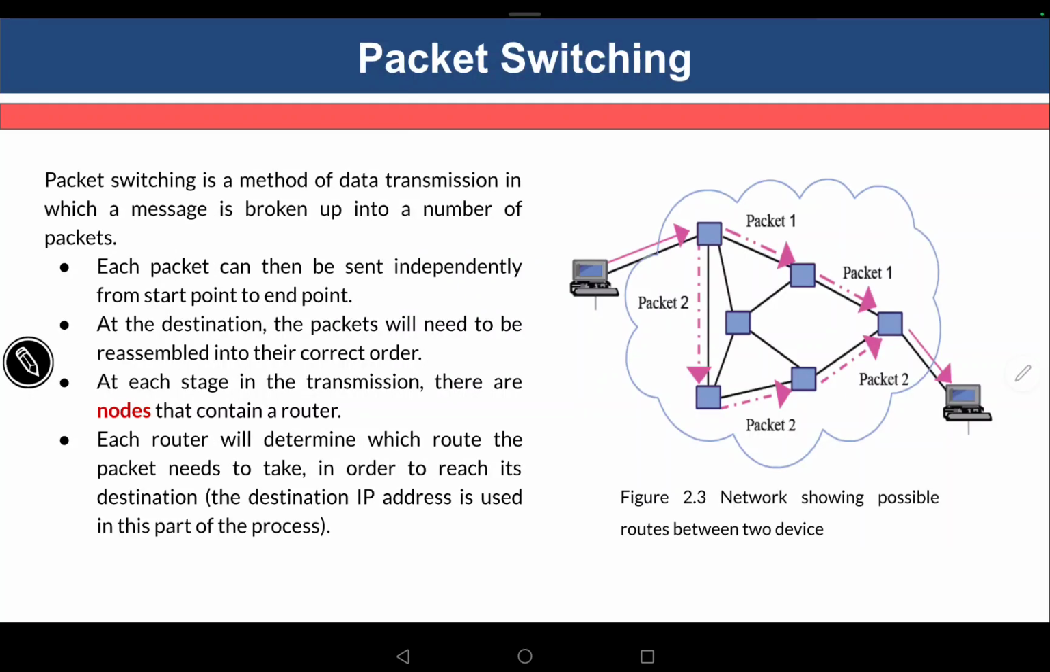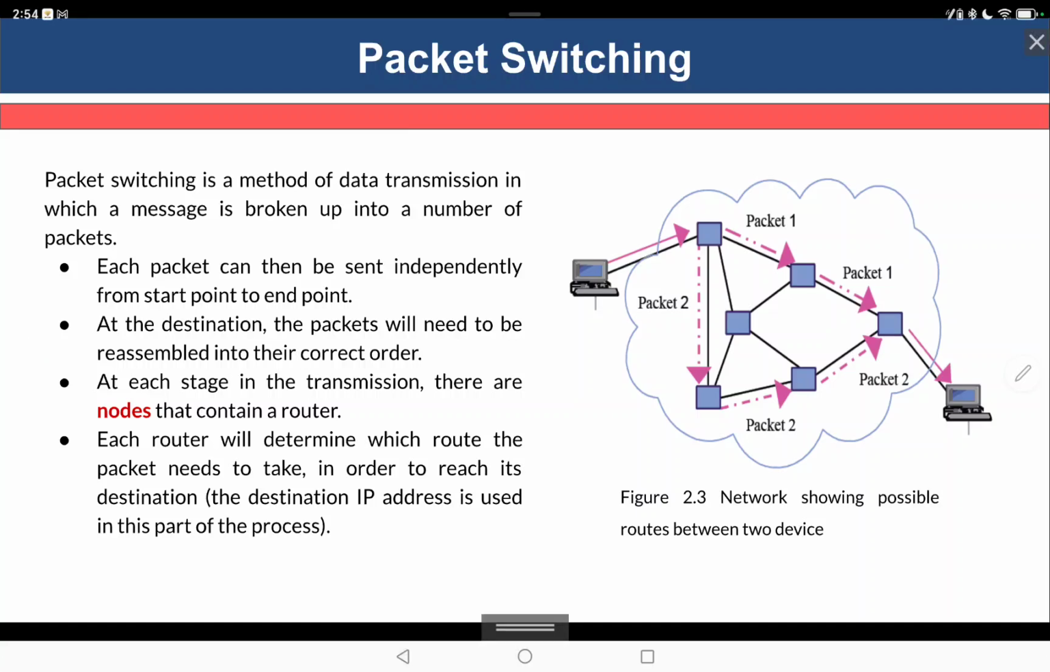Now let's look at packet switching. Remember, we said instead of sending one large file at a time, this file is broken down into data packets, and each data packet travels through various routers and nodes to the destination. This method of breaking down data into data packets is called packet switching.